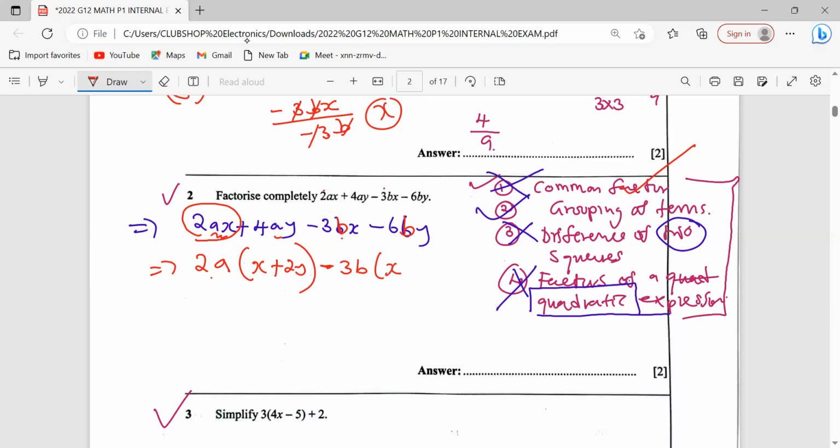You must be careful with the sign. Again, this negative 3 into negative 6 will give us positive. Then 3 into 6 is a 2. B and B will divide, remain with y. So this is what we have.